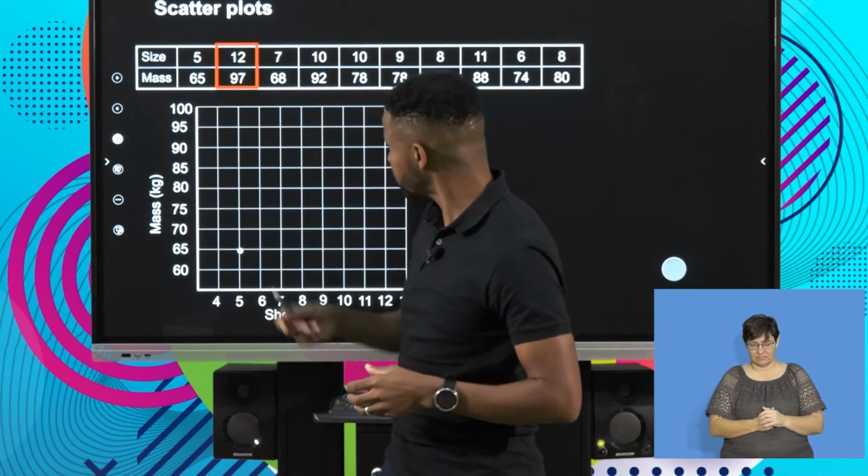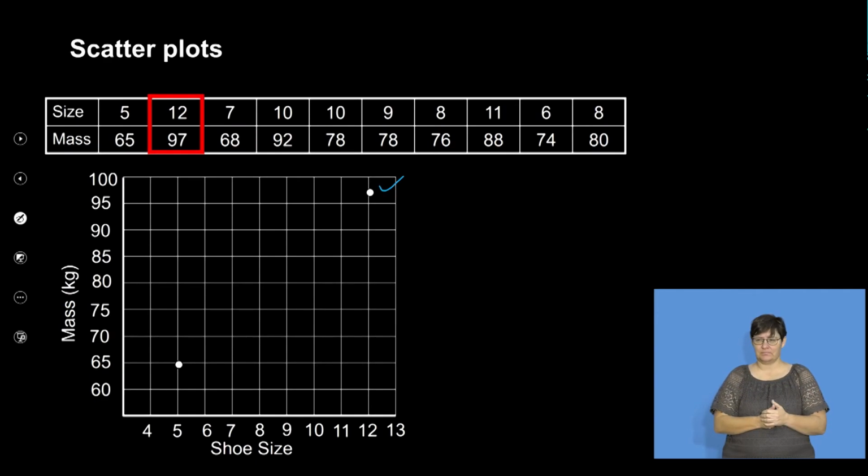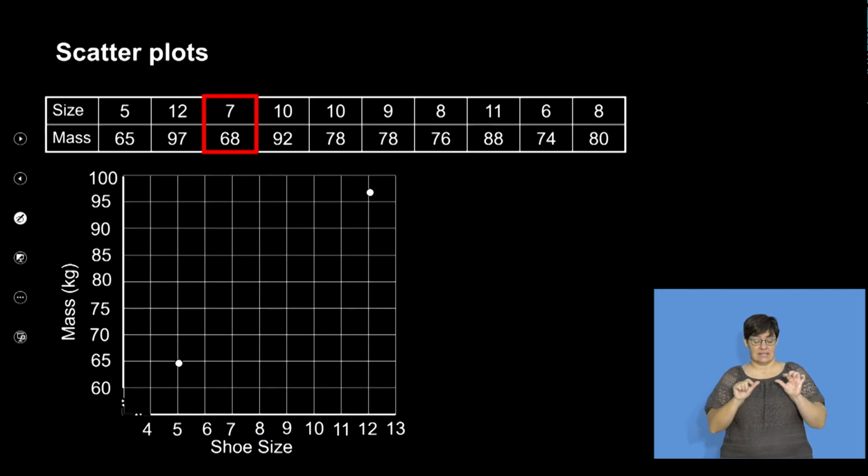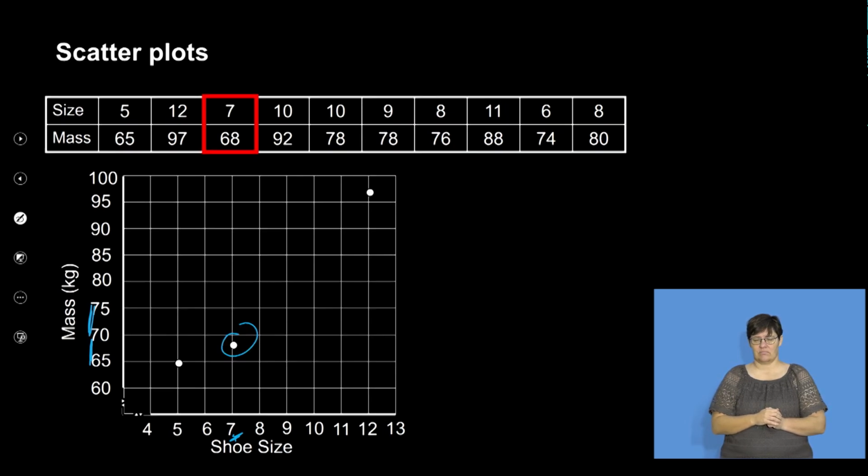Okay, let's look at the third point. The shoe size is 7 and mass 68. So the shoe size is 7, 68. 68 is between 65 and 70. Okay, let's see what we get. There's the point there. We have 3 points now on our scatter plot.